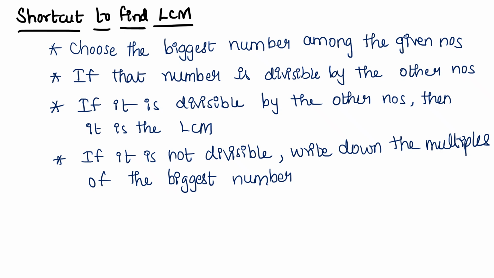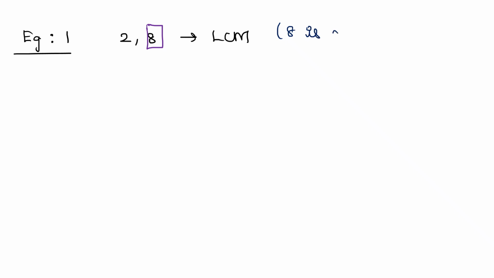Now let's see in detail so you will understand the method. Let's take some examples. First, example one, a very simple example: 2 and 8. If you want to find the LCM of these two numbers, choose the biggest number. The biggest number is 8. Now I can tell 8 is divisible by 2. If 8 is divisible by 2, then you can conclude that the LCM of 2 and 8 is 8.